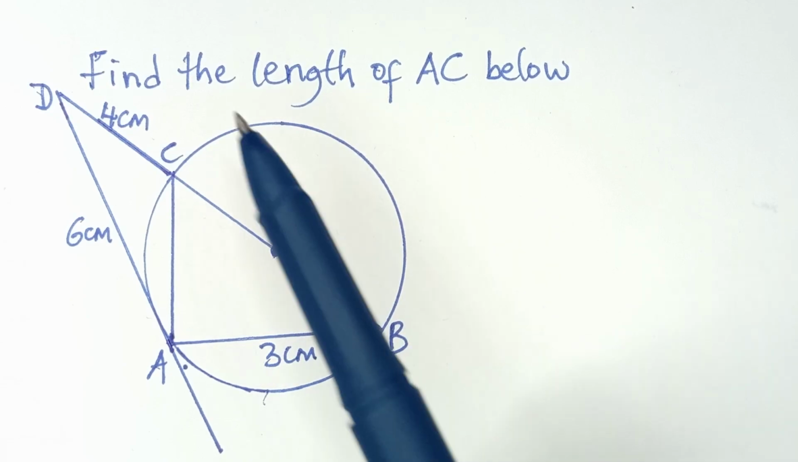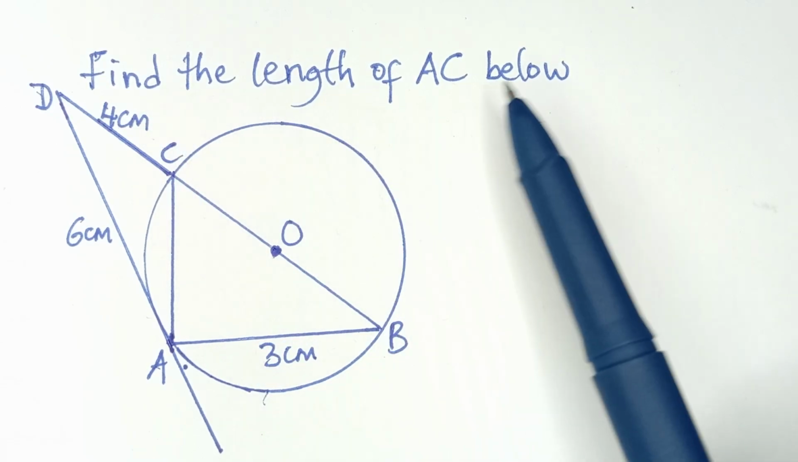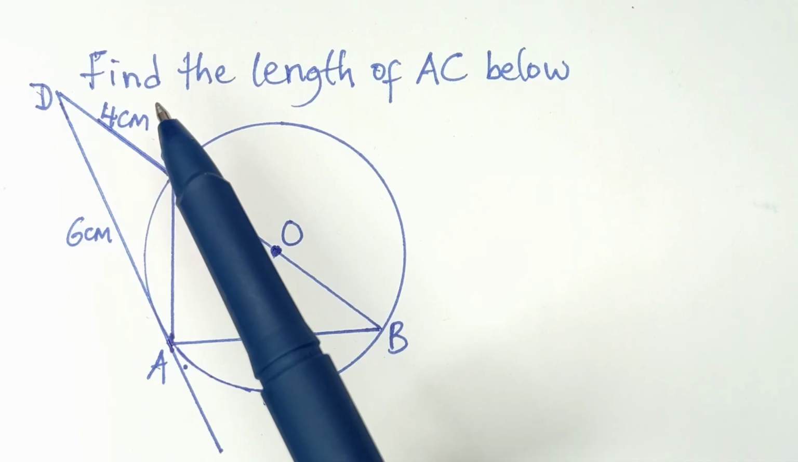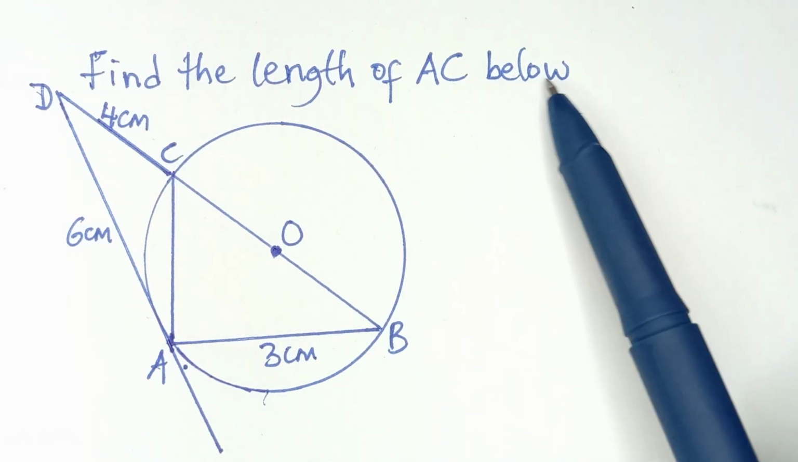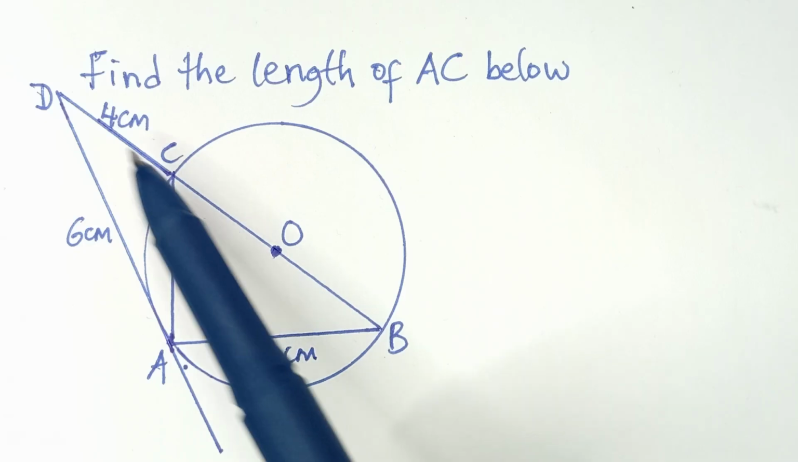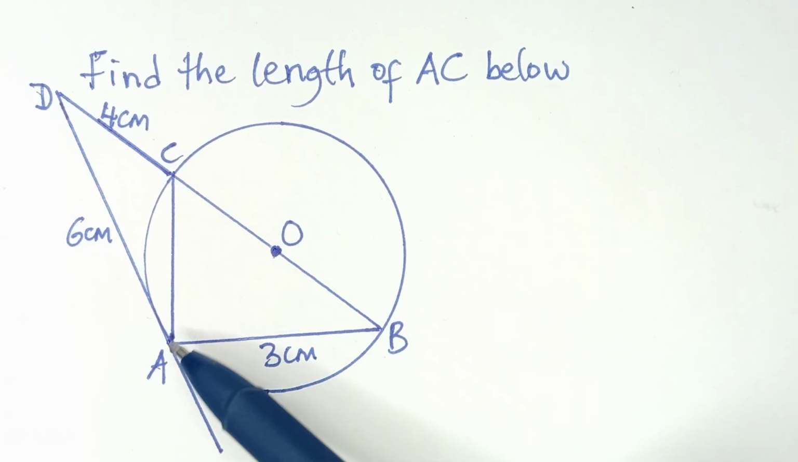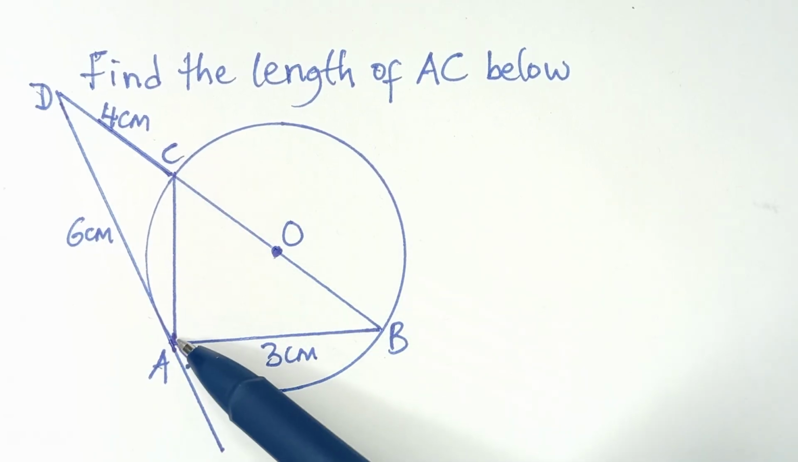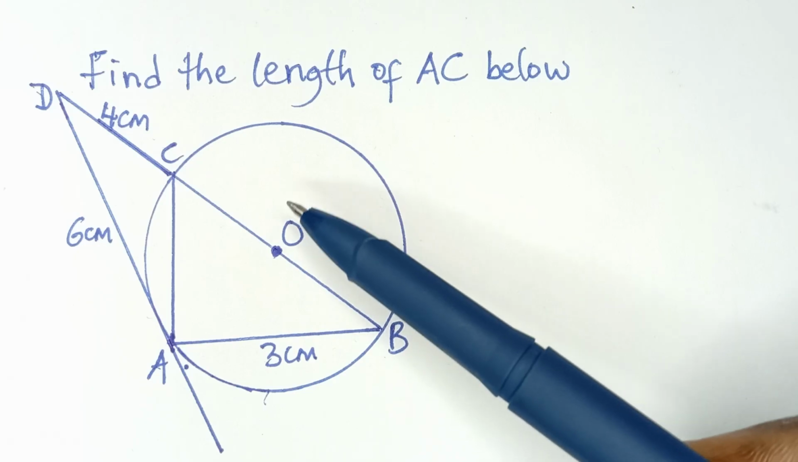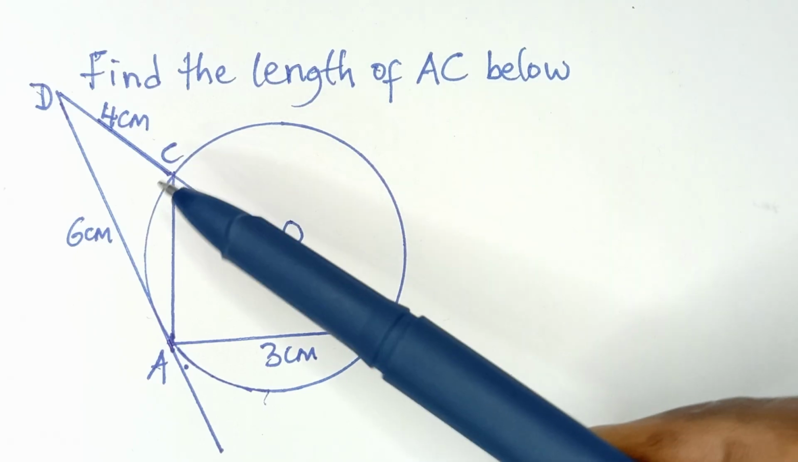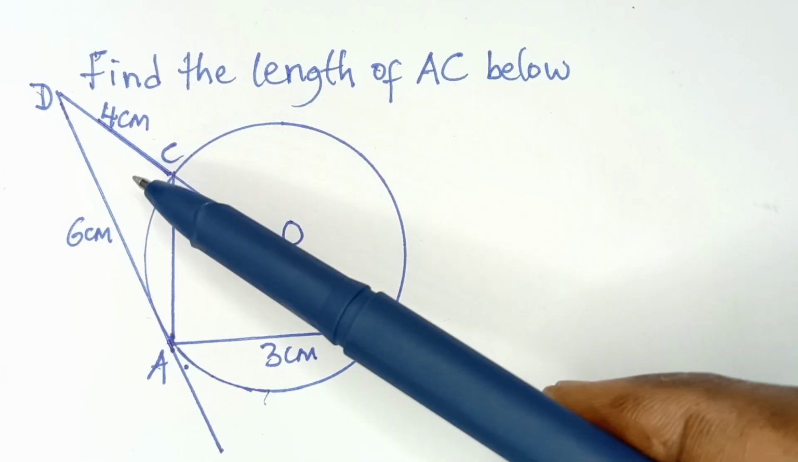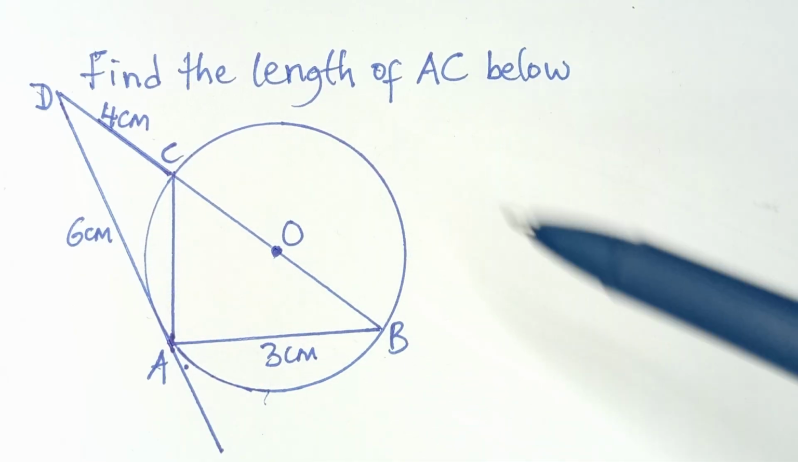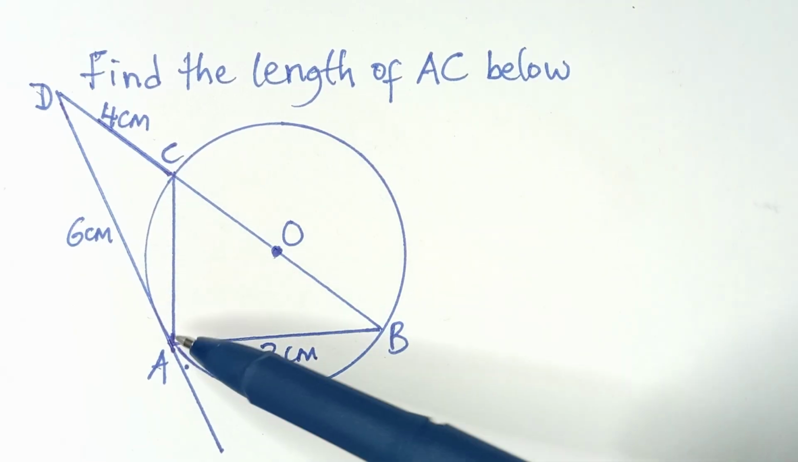Hello, let's look at this question here together. The question says, find the length of AC below. Now, this is the length AC that we are looking for. It is very important that there's a special theorem, or a special rule here that we need to apply so that we can obtain the value of AC.